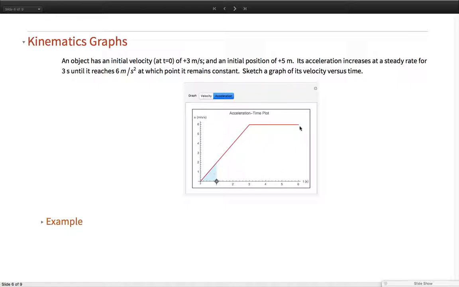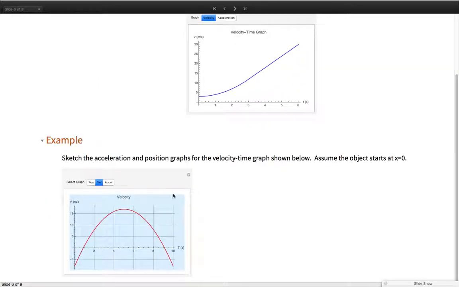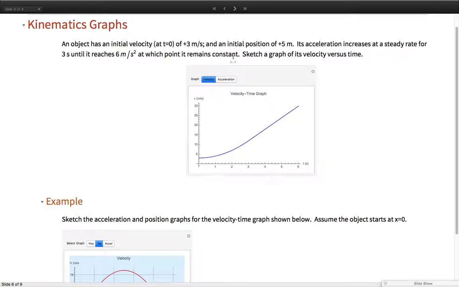So that's how you can use the area to basically calculate a graph for the other variable, in this case, velocity. In class, we will do some more examples. So we'll have a velocity graph right here, and then you can calculate the area under that to do the position graph, and then find the slope of that to get the acceleration graph.